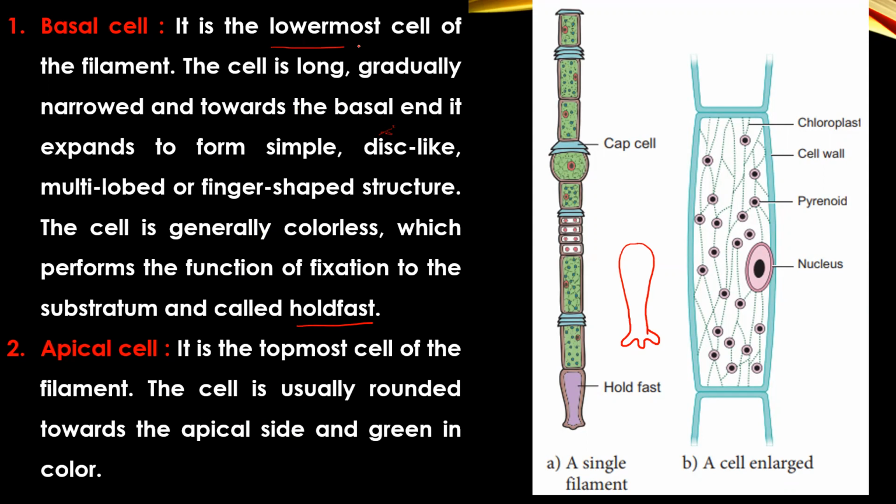Holdfast is the lowermost one. What are the key points here? So for the basal cell, it is the lowermost one, right? Then what? It has got lobed or finger-like projections or structures at the bottom, and it is colorless. Right? Here, what do you see? It is the topmost cell. The cell is usually rounded towards the apical side and it is green in color. Okay.